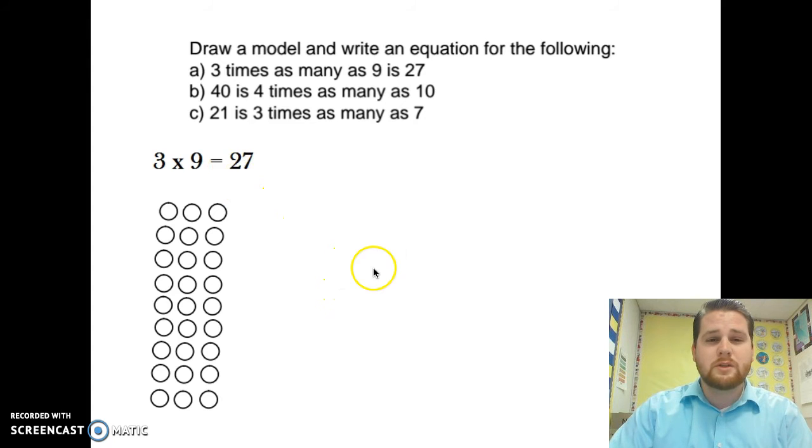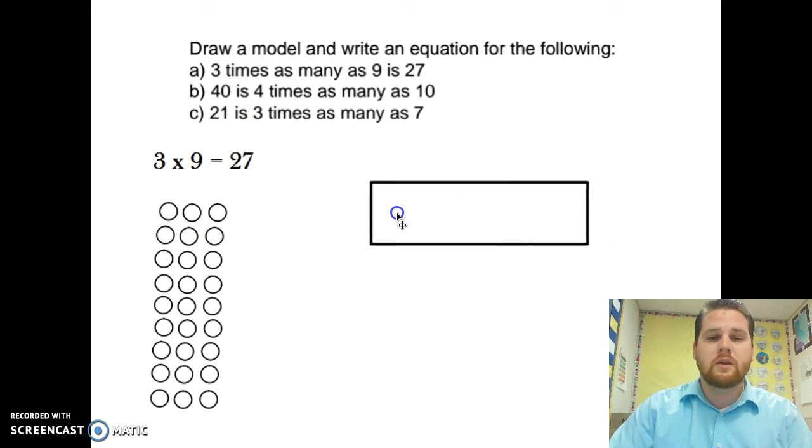So those are just a couple examples of how you can show models. Actually, sorry, I'm going to show one more. So that was how to do it with an array model for 3 times as many as 9. Now I'm going to show the area model.